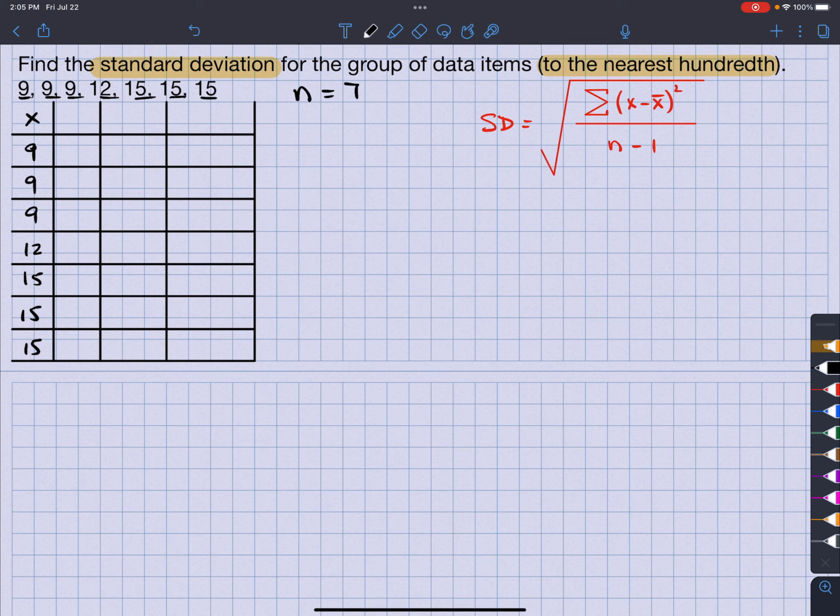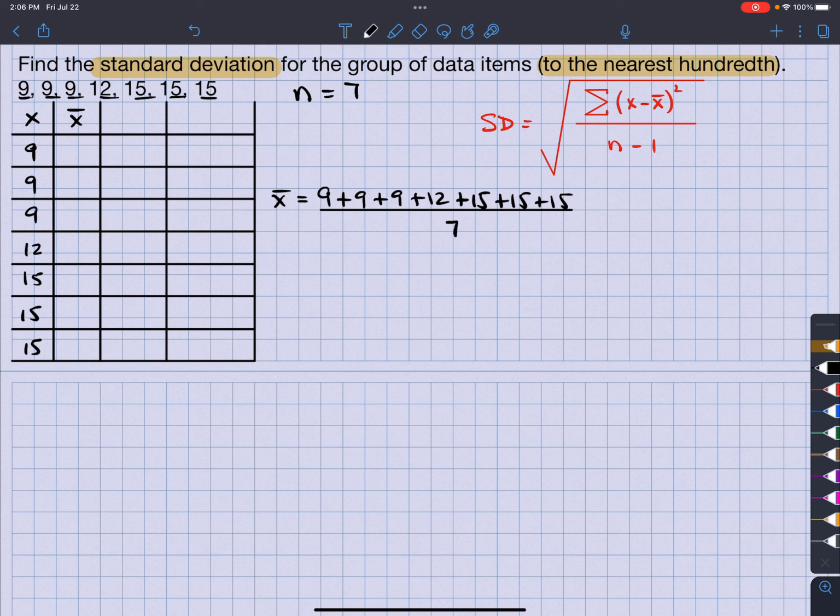So the first thing I gotta do, because the next column is x bar, I have to find the mean. Well, that would be 9 plus 9 plus 9 plus 12 plus 15 plus 15 plus 15, and all divided by 7. So let's take a look at what that's gonna equal to.